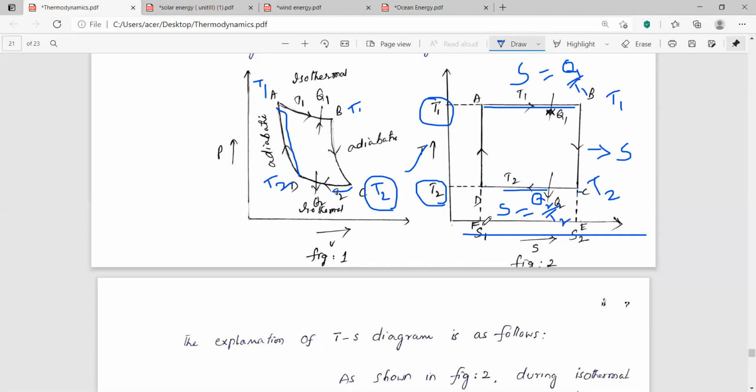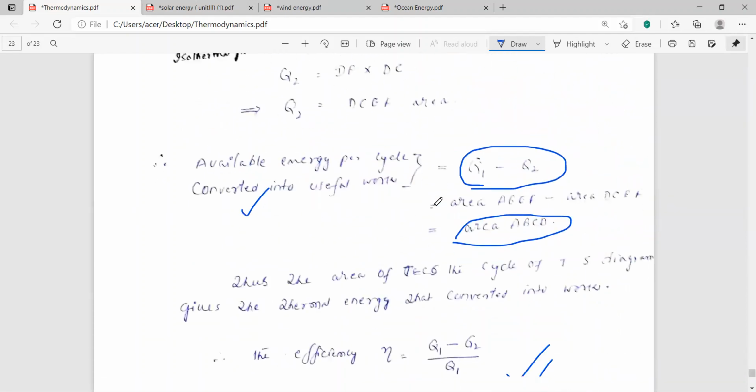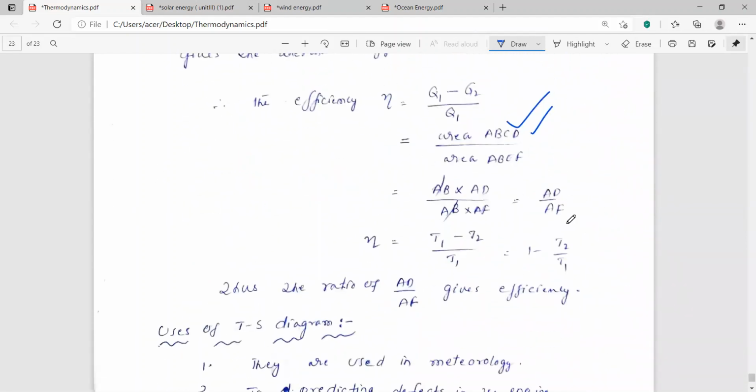The value of temperature from the x-axis to D is T1. If you subtract T1 minus T2, you can get AD. So AD can be written as T1 minus T2. Therefore, you see, AD can be written as T1 minus T2.